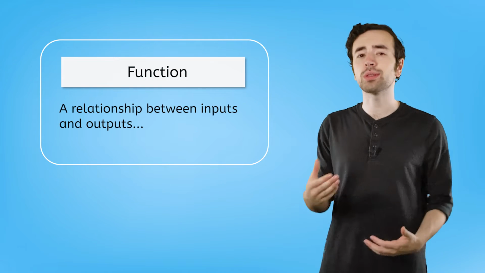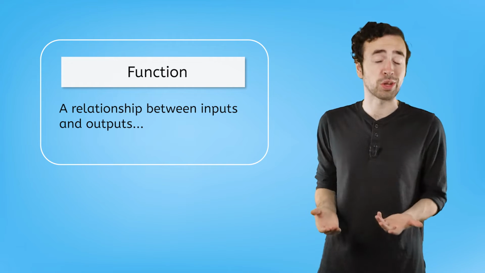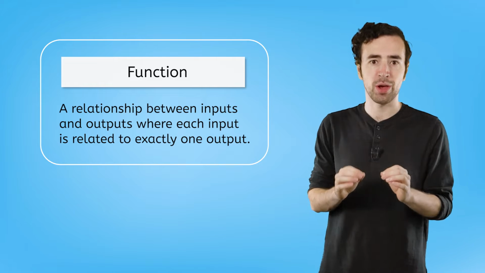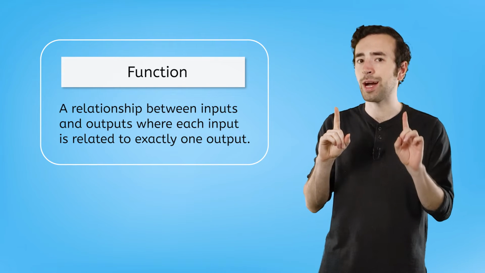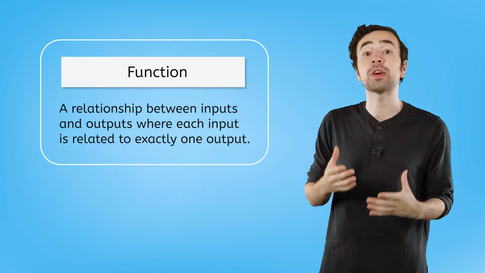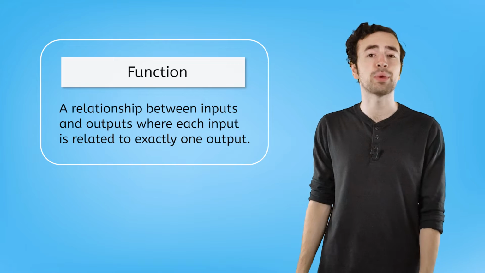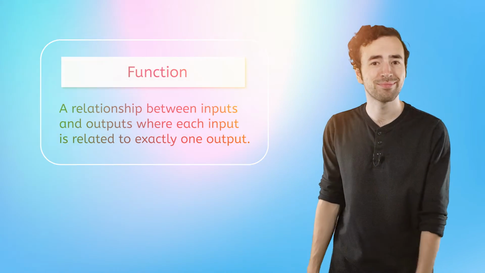In the last lesson, we discovered that functions are a relationship between inputs and outputs. The thing is, functions aren't just any relationship, they are a specific relationship, where each input is related to exactly one output. We're going to unpack that with a practical example before we dive into recognizing if a relationship is indeed a function or not. Let's get into it.